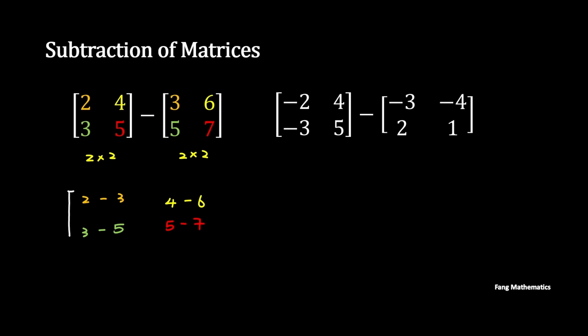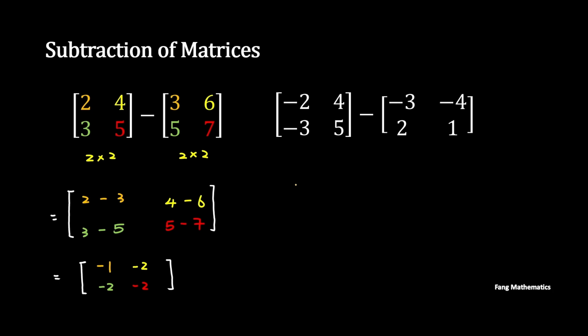You are to perform the operation in this matrix and get your final answer. 2 minus 3 gets you minus 1. 3 minus 5 gives you minus 2. 4 minus 6 gives you minus 2. And 5 minus 7 gives you minus 2 also. And that is the final solution for this.